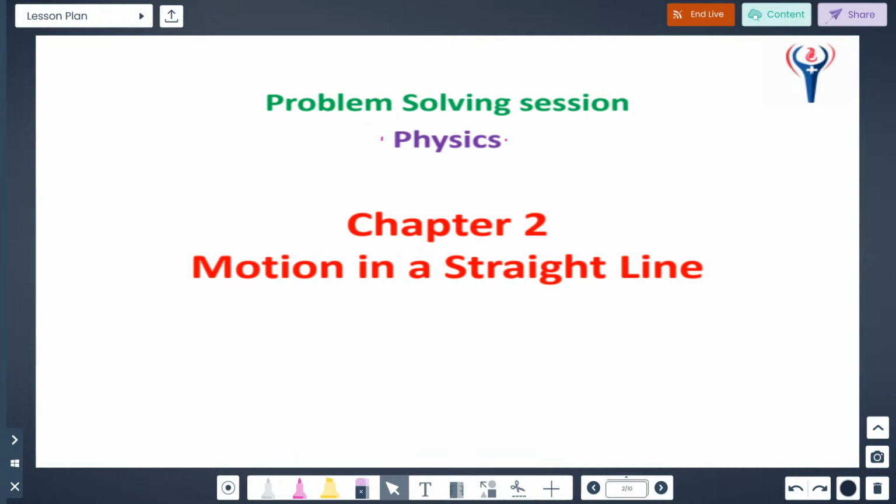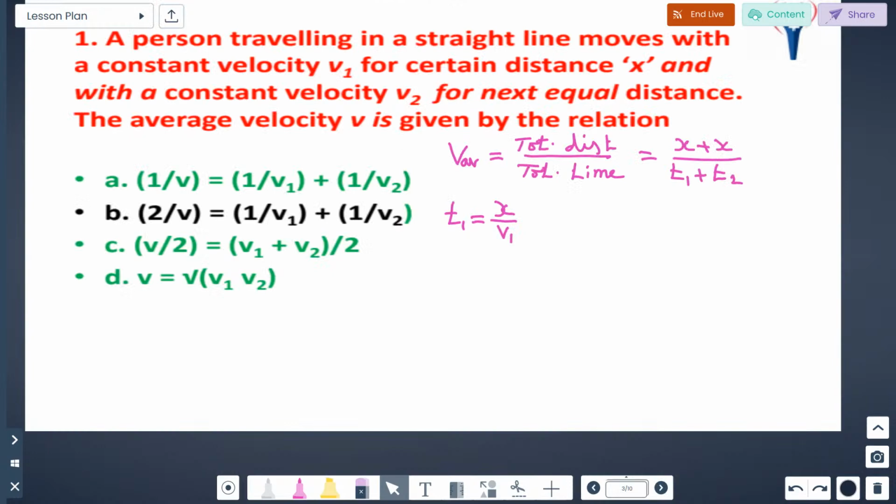Topic today chosen is from chapter 2, Motion in a Straight Line. Already we have given 7 questions in the previous session and now we will solve the solution for these questions. Let's move to first question.